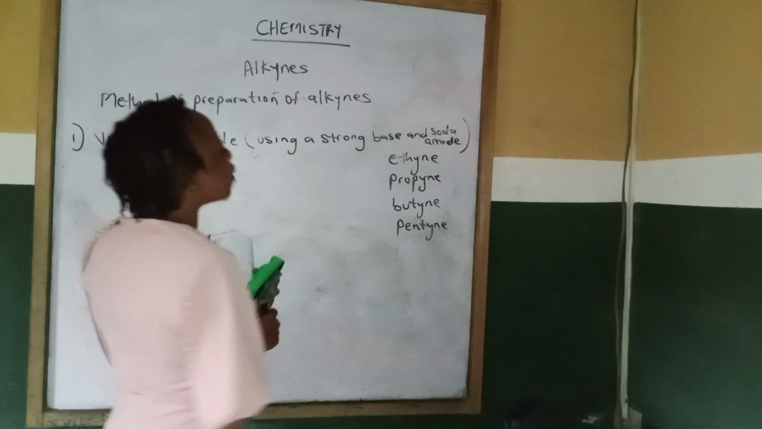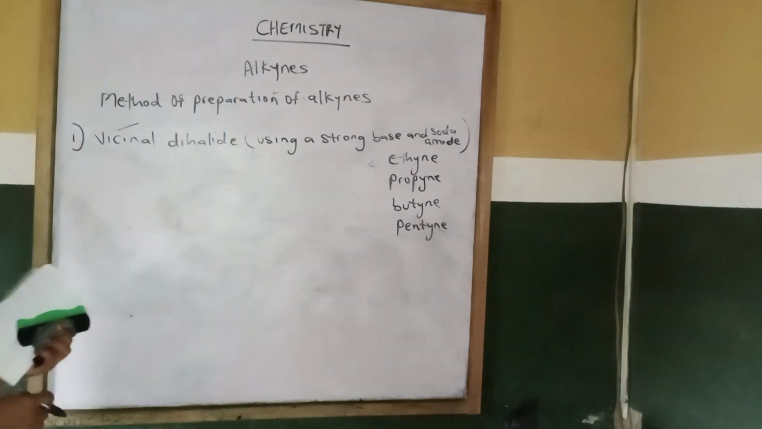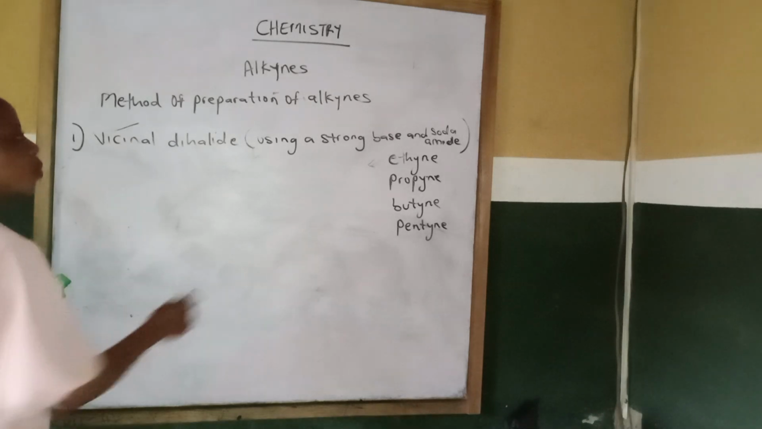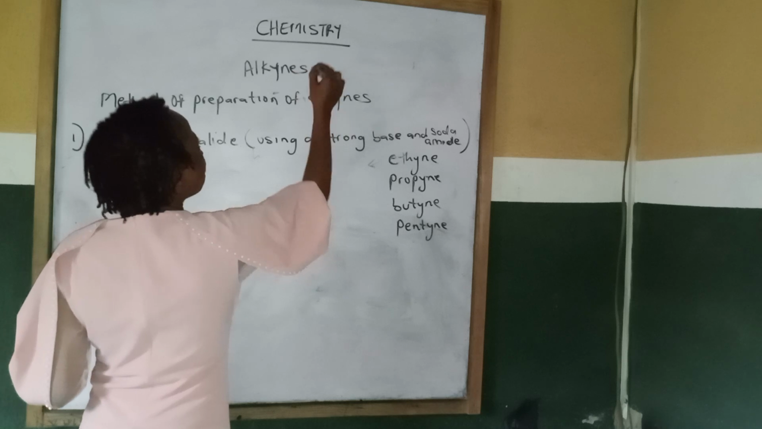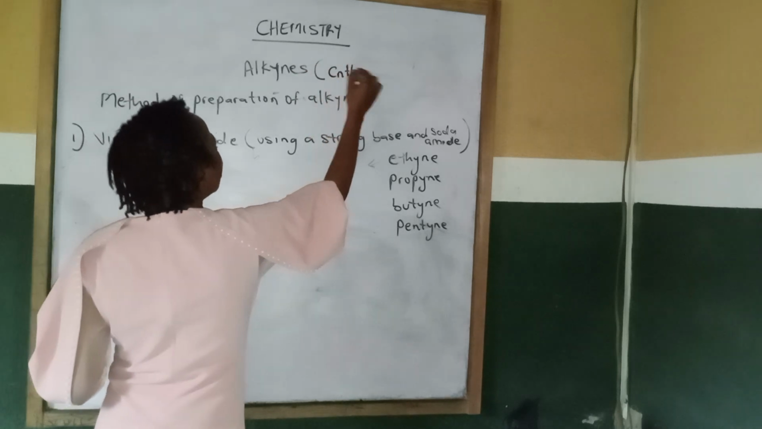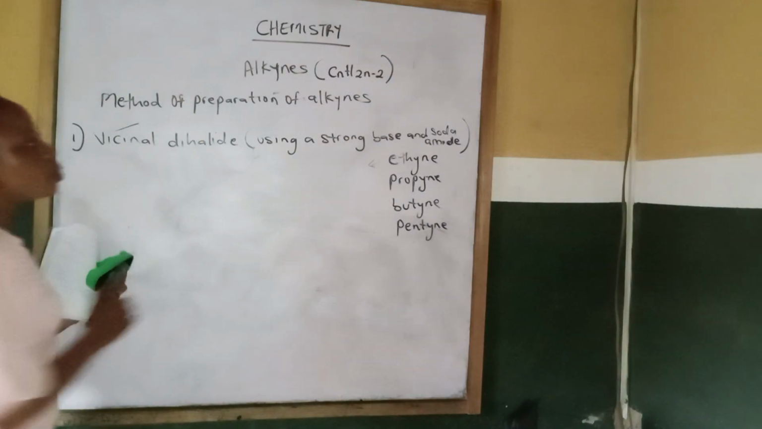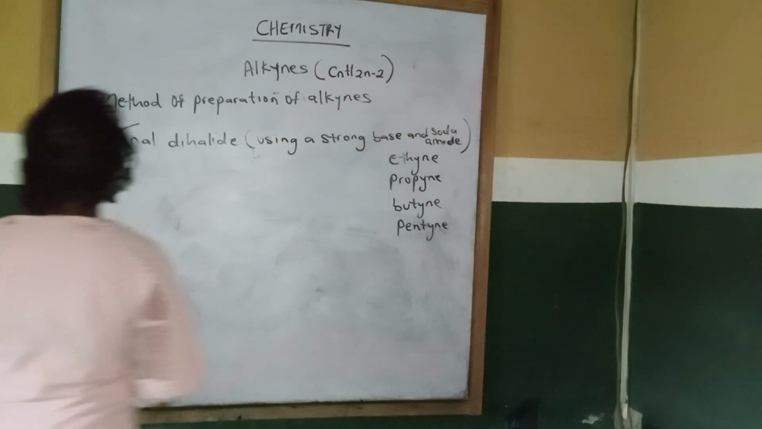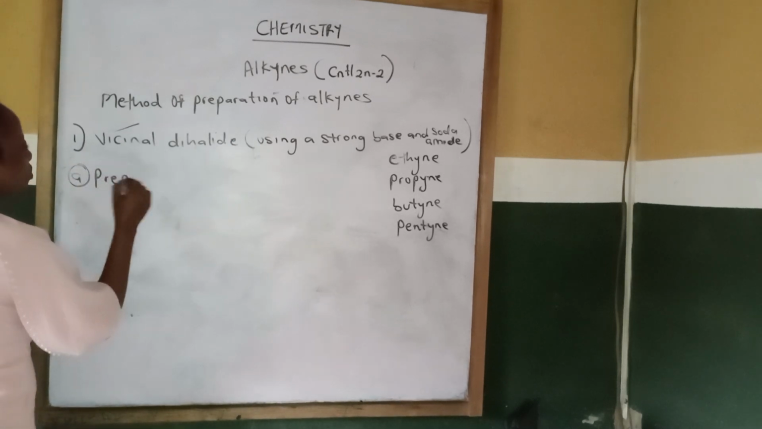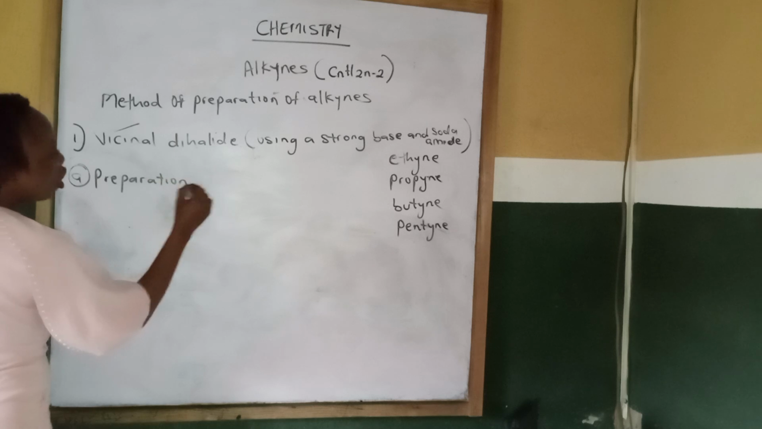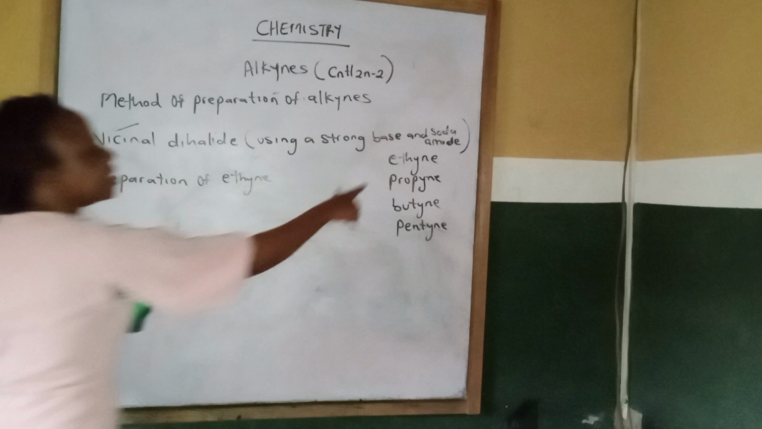So let's prepare the first member. We want to prepare ethyne, which is the second member of alkyne. Then don't forget that the general formula for alkyne is CnH2n minus 2. So what will be the molecular formula for ethyne? Let's prepare ethyne.